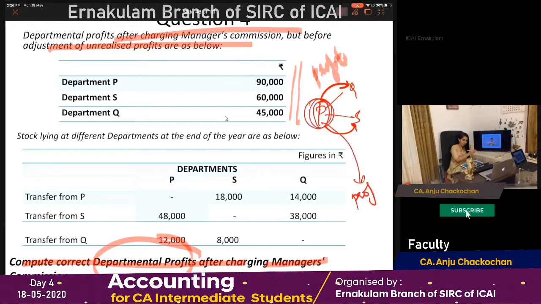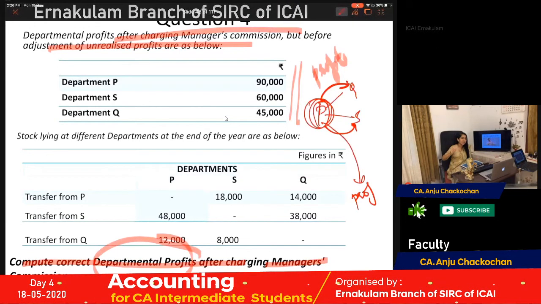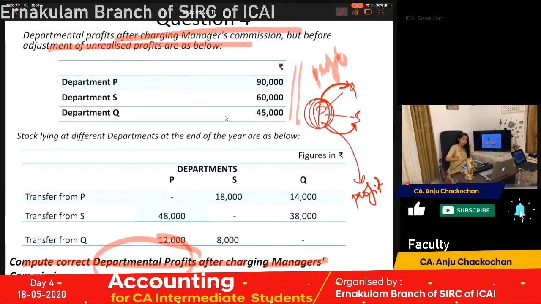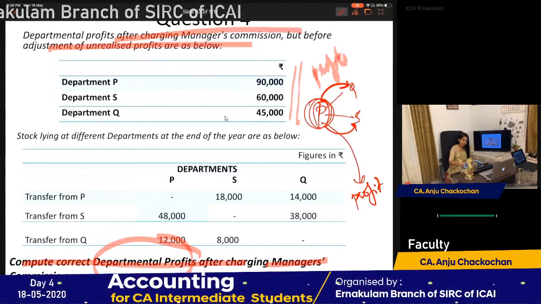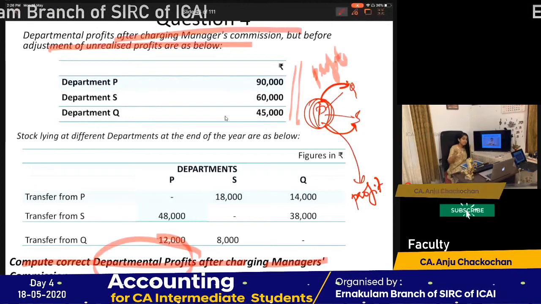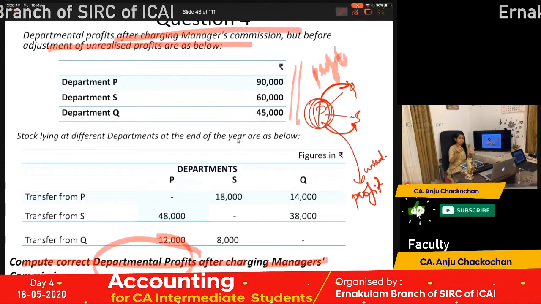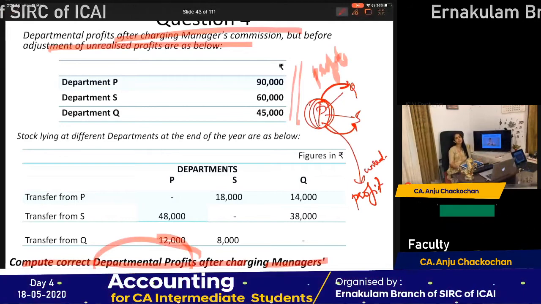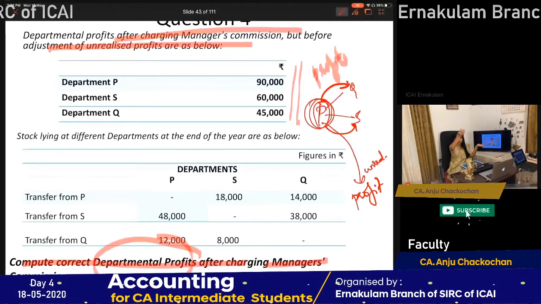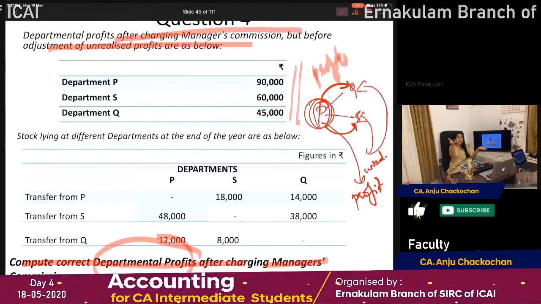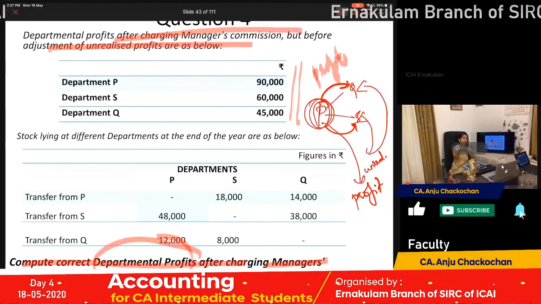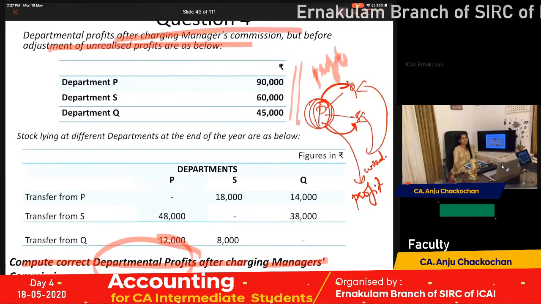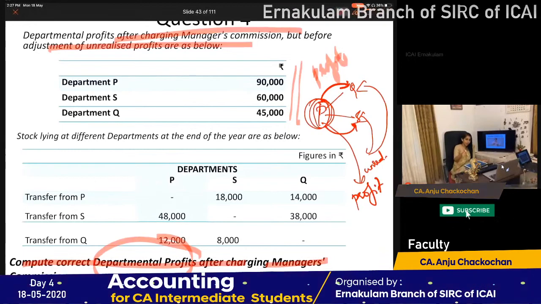So when department P is transferring goods to department Q and department S, P will have the unrealized profit amount. Now, this unrealized profit will be on the closing stock of department Q and S, right? P has sold goods to department Q, and in Q's stock, the unsold stock, you will have the unrealized profit amount.